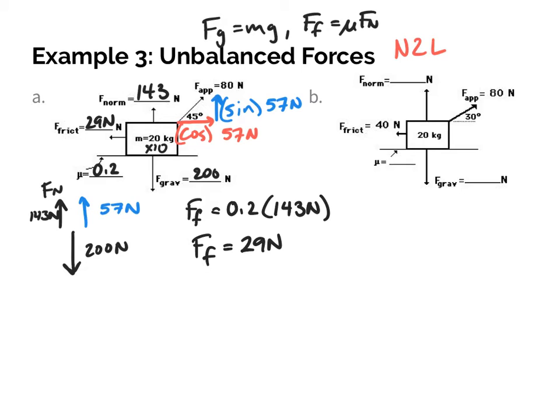So based on this, we can see that we have the rightward component, which is 57 newtons. And I see that I have the force of friction acting left, which is 29 newtons. Notice that these forces are unbalanced. Based on them being unbalanced, it's going to create a net force equal to the difference between those two things, which in this case is about 28 newtons. So there's going to be 28 newtons of leftover force.